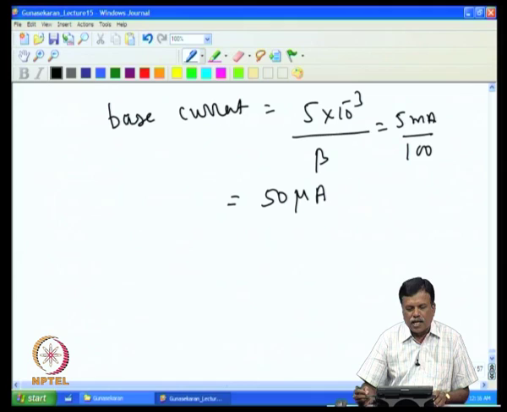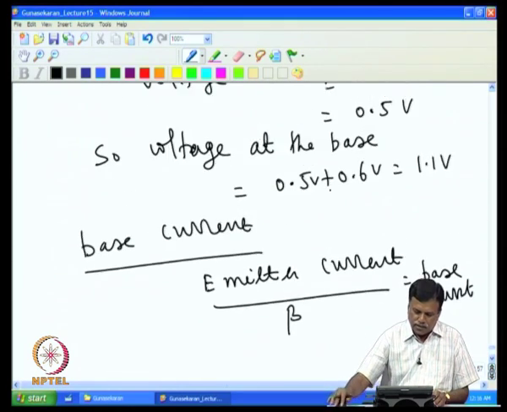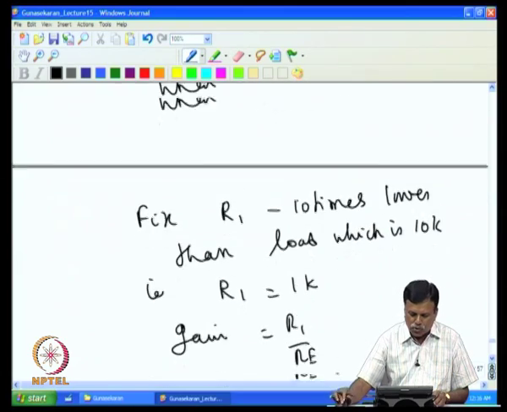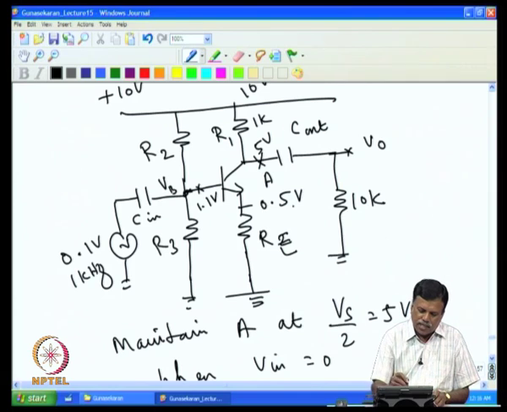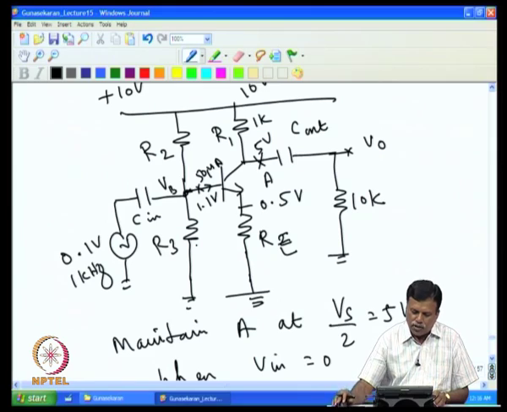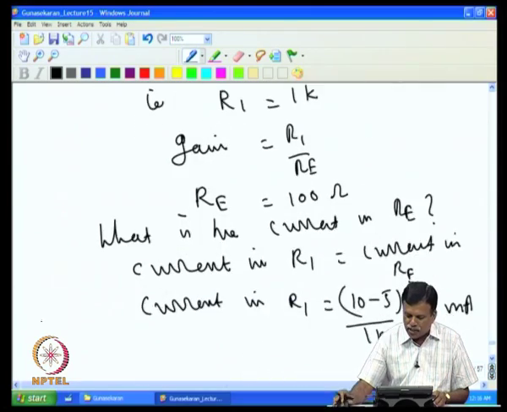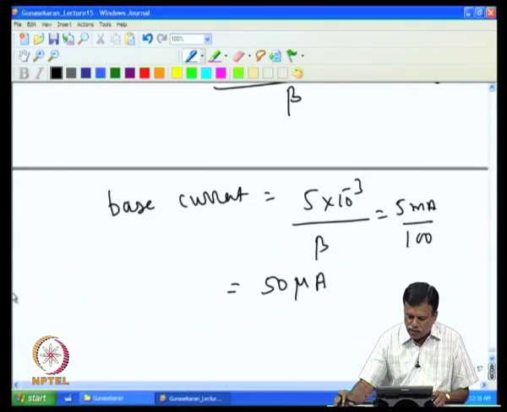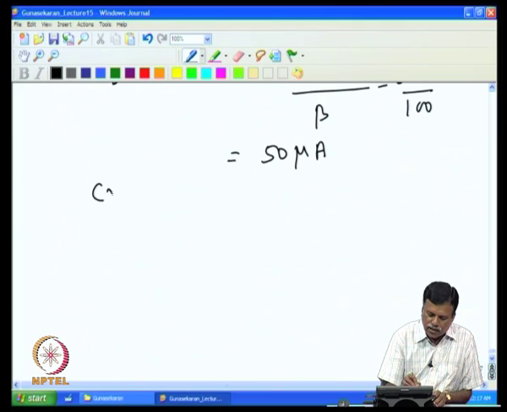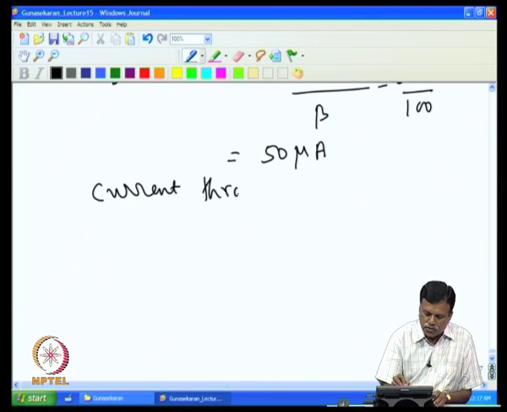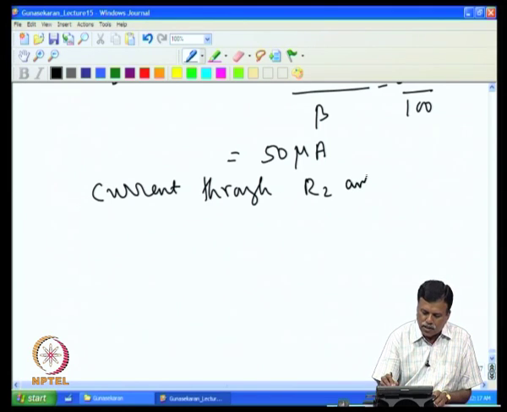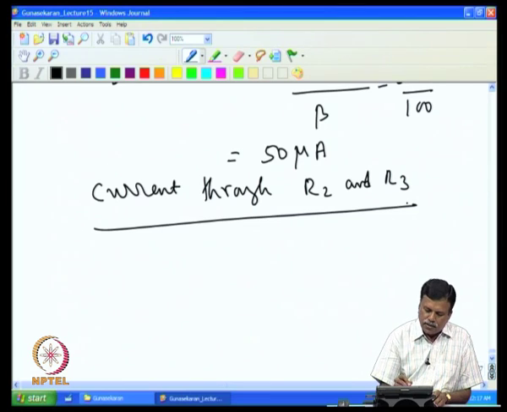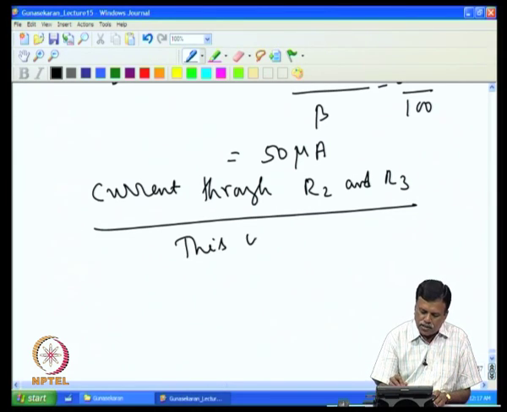So, once the base current is known, I can decide on the current through R2 and R3. The base current is now taken as 50 microamps, that is the current flowing here. This current should be smaller compared to the bias current, so I keep the current through R2 and R3 at 500 microampere. That is decided to be kept 10 times more than the base current.